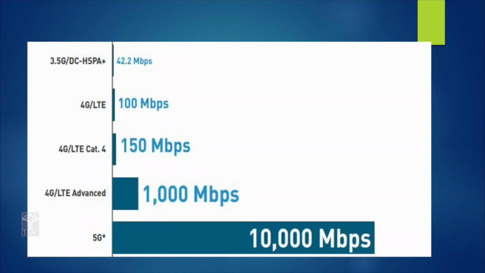Now, we will see a comparison of all this. Previously we had 3.5G, which is on ordinary cell phones, with a speed of 42.2 megabytes per second, and now we are using 4G, which we also call LTE. Now, on our mobile phones we see 4G or LTE, with a speed of 100 megabytes per second, and 4G LTE categorized a little higher is 150 megabytes per second, but advanced 4G is 1000 megabytes per second, but when you go up to 5G, it is 10,000 megabytes per second, nearly 10 times that of 4G or LTE advanced.